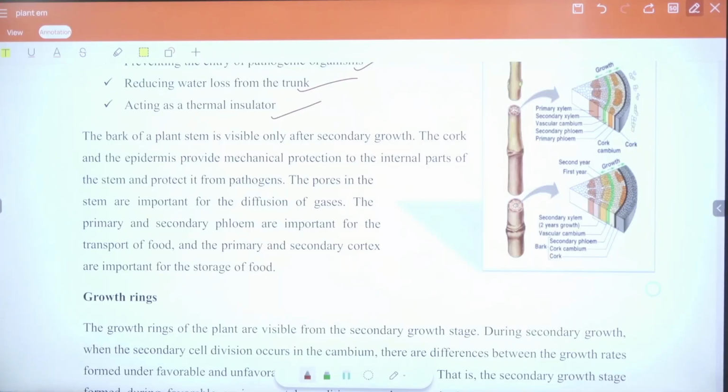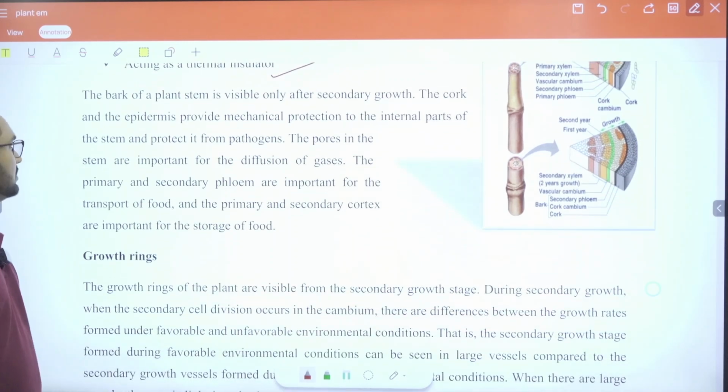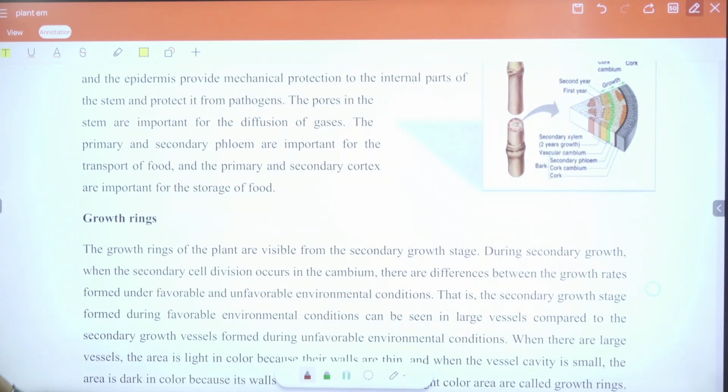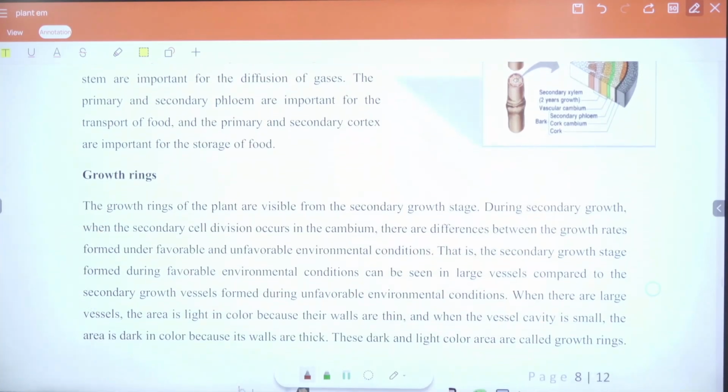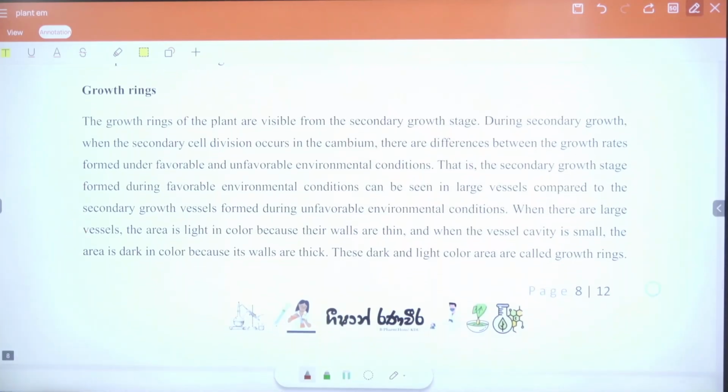The cork and the epidermis provide mechanical protection to the internal parts of the stem and protect it from pathogens. The pores in the stem are important for the diffusion of gases. The primary and secondary phloem are important for the transport of food, and the primary and secondary cortex are important for the storage of food, right? And the next thing is the growth rings.